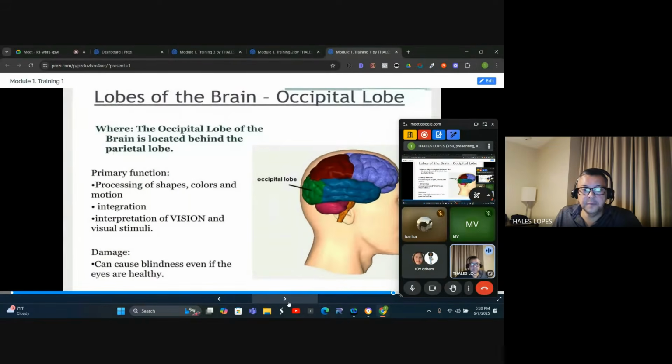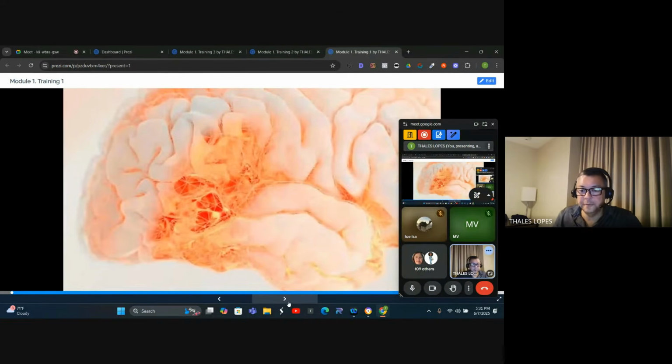So again, primary focus is visual shapes, colors, emotions, integration, visual interpretation. If there is a damage in the vision, think of occipital lobe.